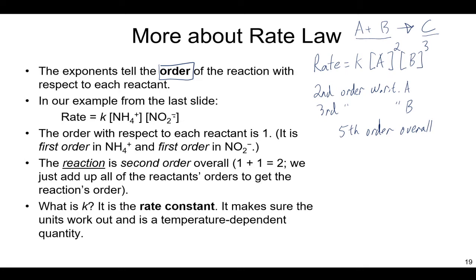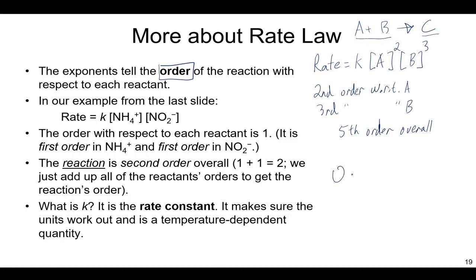Now, on the example from the last slide here, if this was our rate law, we would say, well, the one is implied here for each of these, and that this is first order with respect to ammonium and first order with respect to nitrogen dioxide ion. It's second order overall, just adding up these reaction orders. Okay, as we've said before, K is the rate constant. It makes sure the units work out and it's temperature dependent.